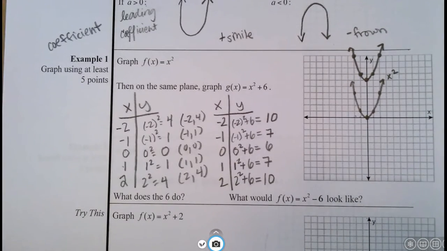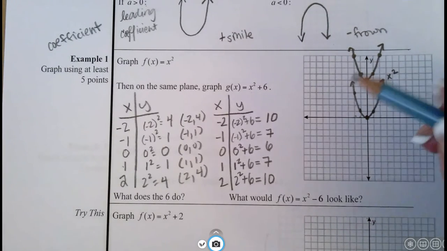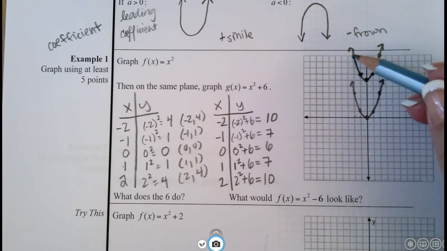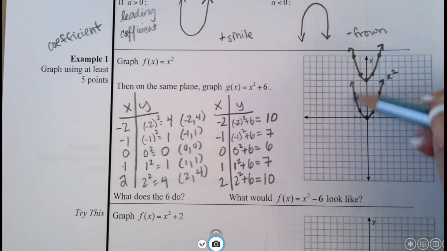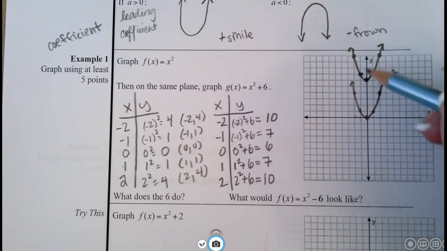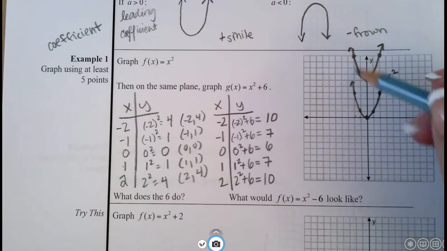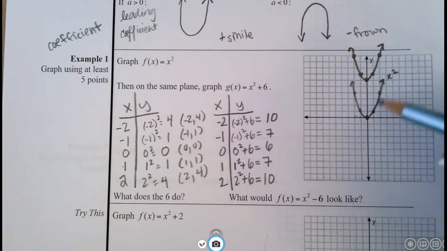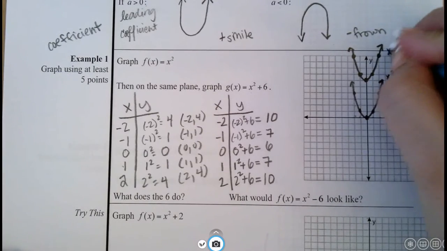So what happened here? Well, if we're looking at the shape, it ends up being exactly the same shape. So notice here, I would go down 3 over 1, down 3 over 1. So the distance between all of these points is exactly the same in the top graph versus the bottom graph. And this one was x squared plus 6.